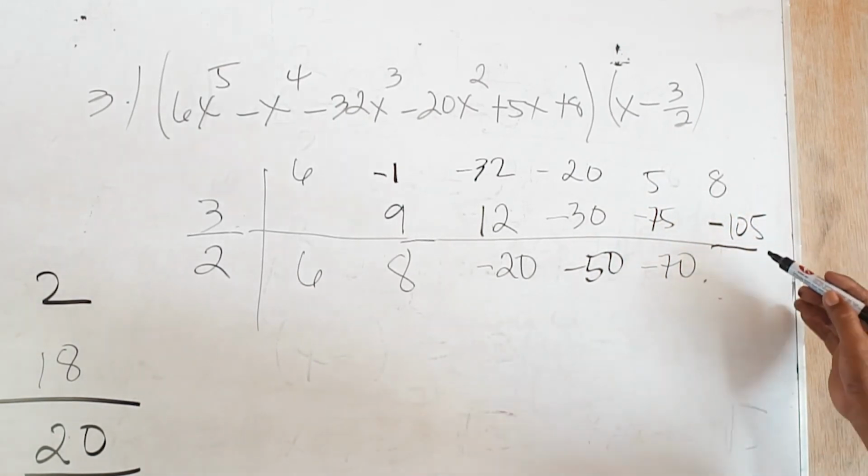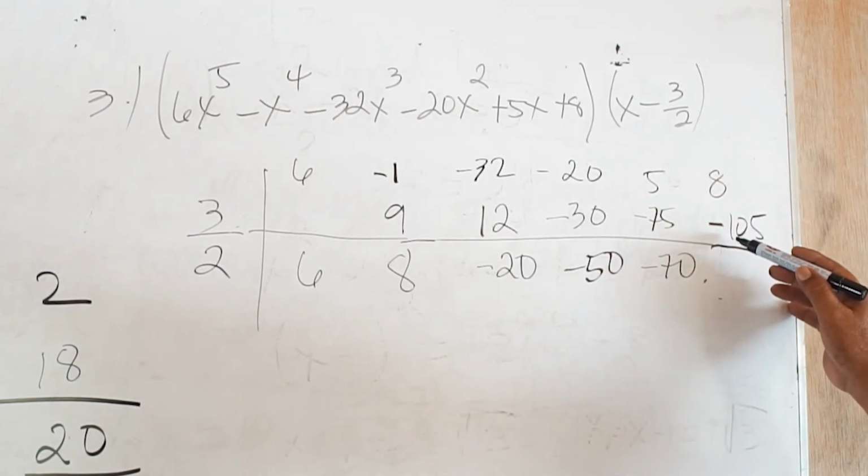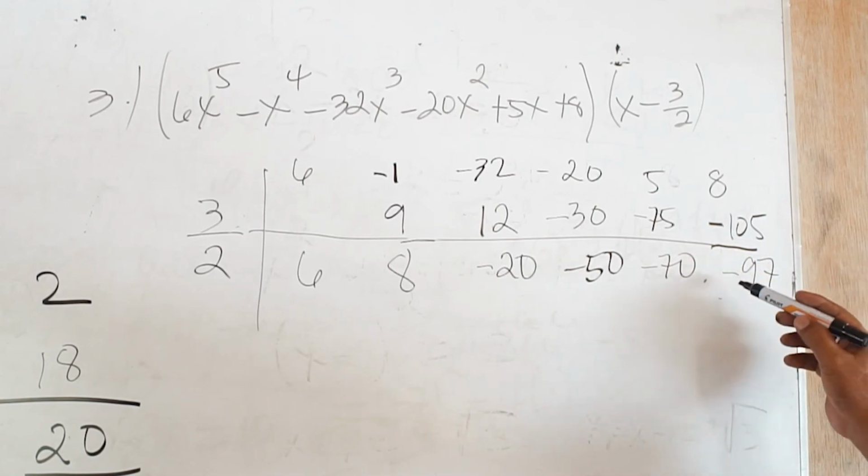Then add positive 8 and negative 105. The result is negative 97. So negative 97, this is now the remainder.